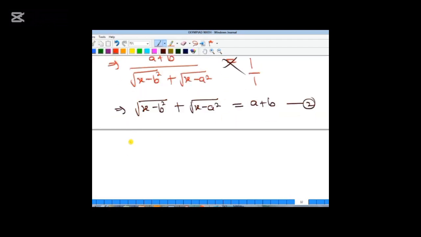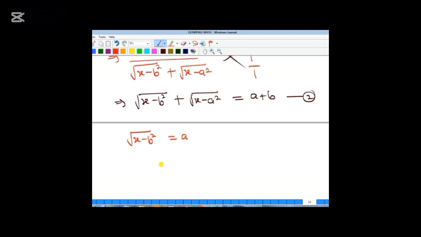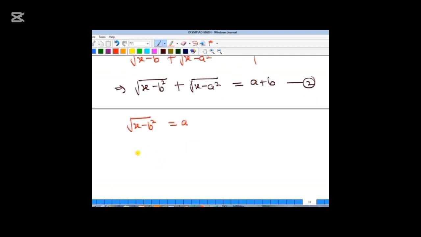Okay, so from that, I have (x - b)^2 equal to a. So at this point, I can take the square root to the other side, and that will give me x minus b squared is equal to a squared. Therefore, my x alone is simply equal to a squared plus b squared. And that is the solution to this problem.